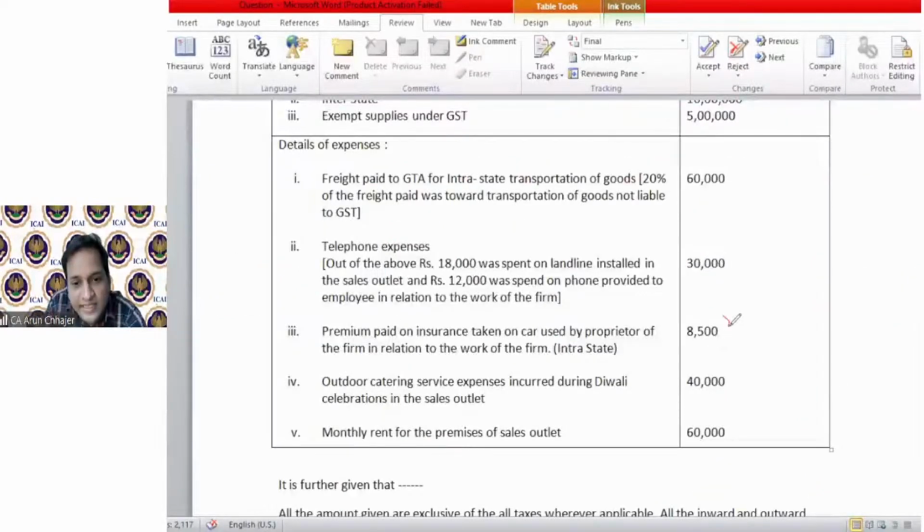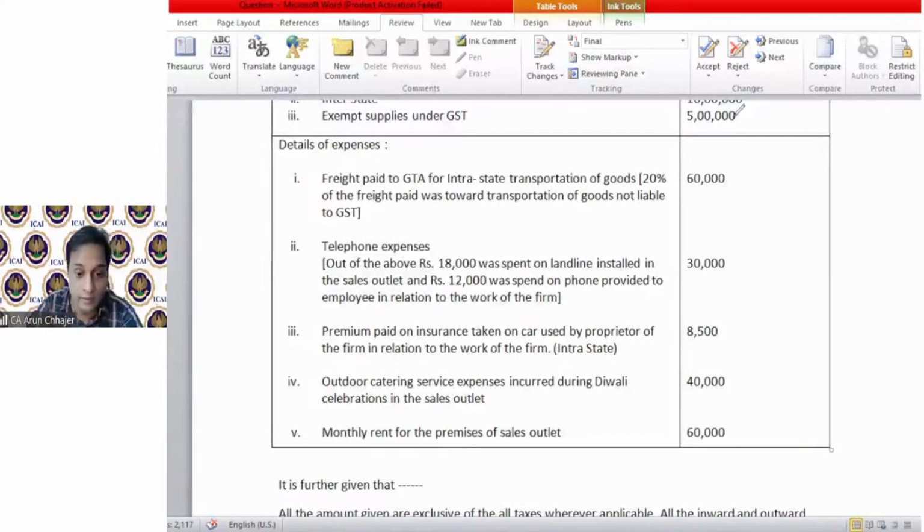Now it says premium paid on the car. Yes, you all are correct that it is blocked under Section 17(5). You cannot take the ITC of the car, nor the ITC of insurance, repair, maintenance, etc. Assuming it is a car used for the transportation of persons up to 13 seater. Obviously it is being used for the proprietor, so I can say it is also under the blocked category.